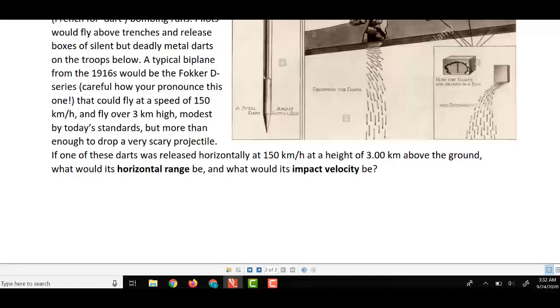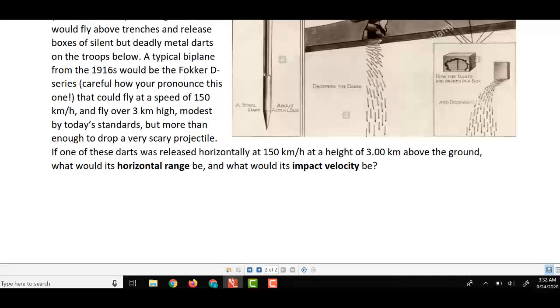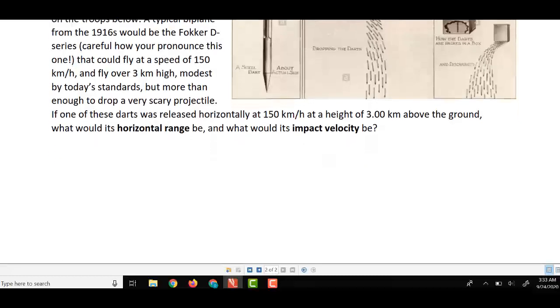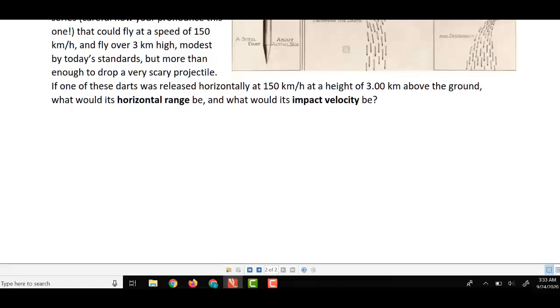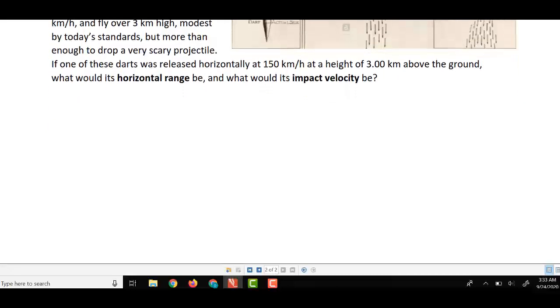Seems fairly modest by today's standards of bombing, of course. But how soon before we got to the trenches would we have to launch these darts, and what would their impact velocity be? Well, again, we need to break up our information into our vertical and horizontal. I'm going to want to indicate what directions are positive and negative in this case. And so right is positive, down is positive.